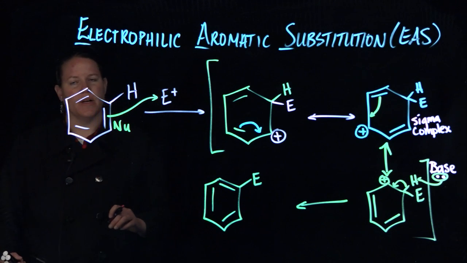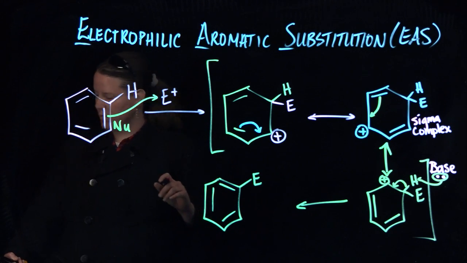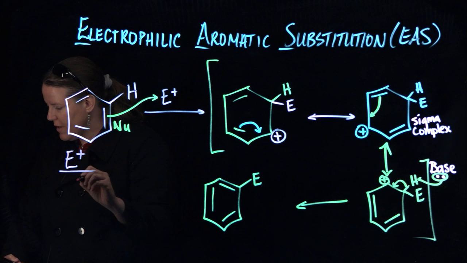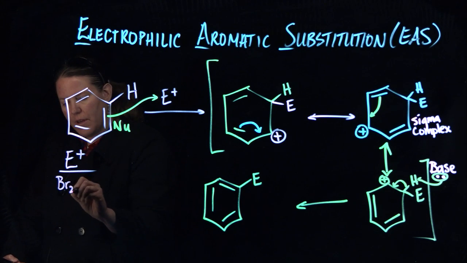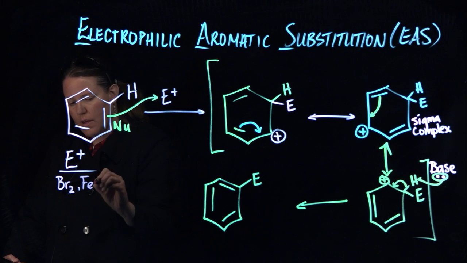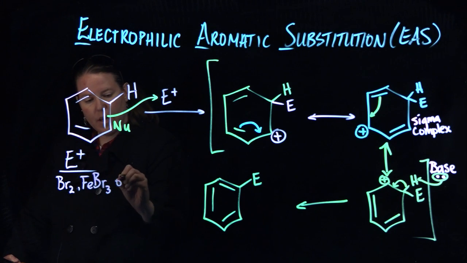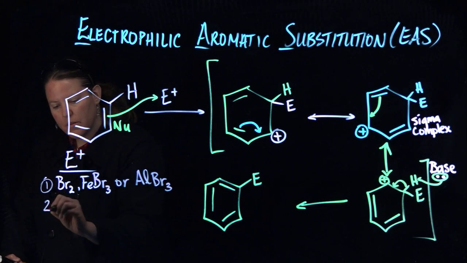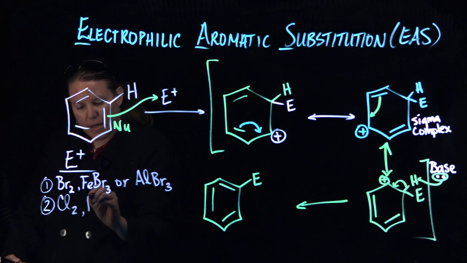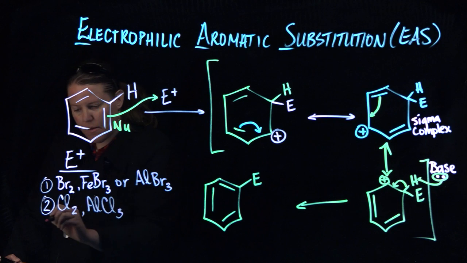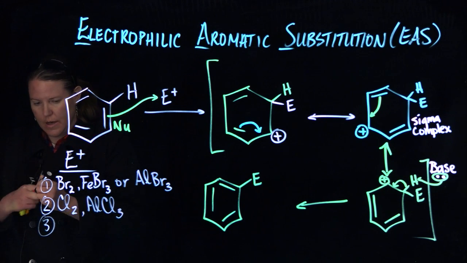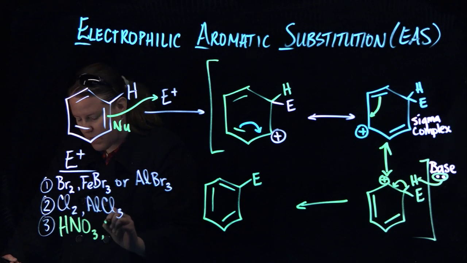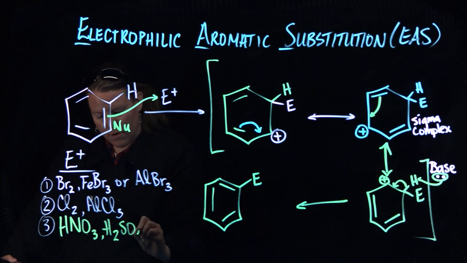Now, the interesting thing about this is the electrophiles that we use. Here are some sample electrophiles. We have things like Br2 with FeBr3 or AlBr3. That could be one. Two, you could do Cl2 with the same kind of thing, except it's usually AlCl3. You could have HNO3 and H2SO4.